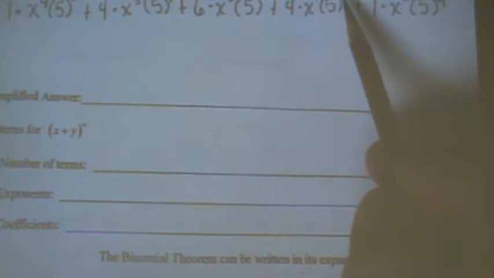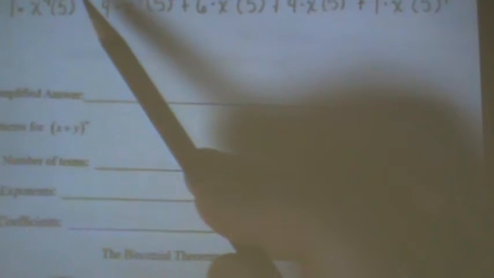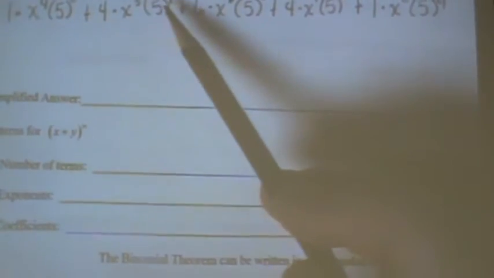Now, if you notice, the exponents should add up to equal what it's being raised to. So here you have 4 plus 0 equals 4. 3 plus 1 equals 4. 2 plus 2 is 4. 1 and 3 is 4. And 0 and 4 is 4. So if your exponents don't add up to what power you're raising this to, one of them is wrong. They should always add up to the power that you're going to.